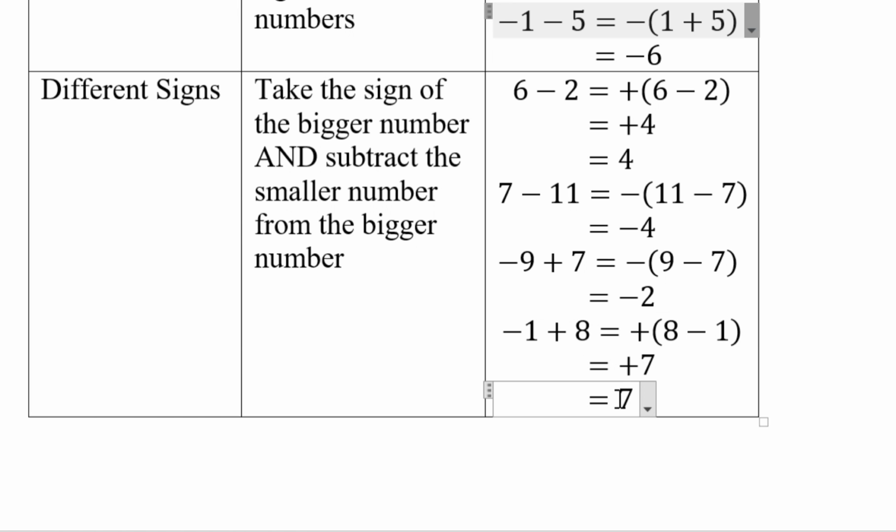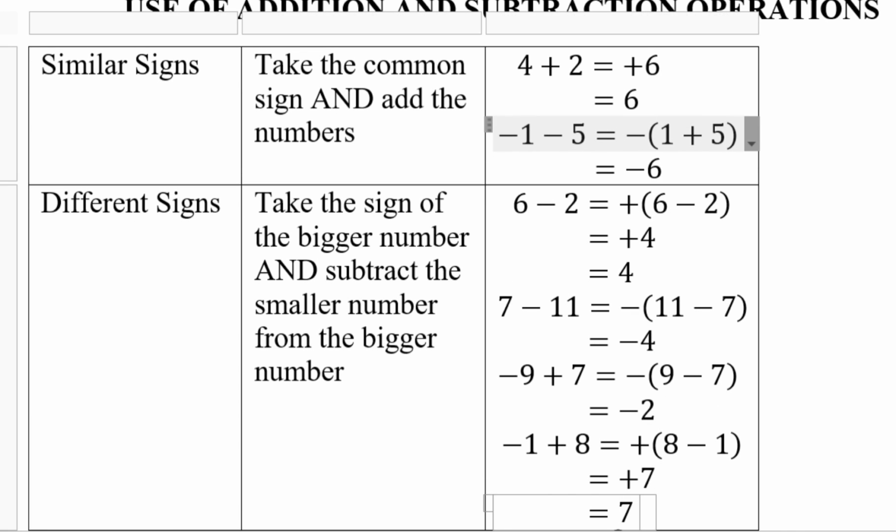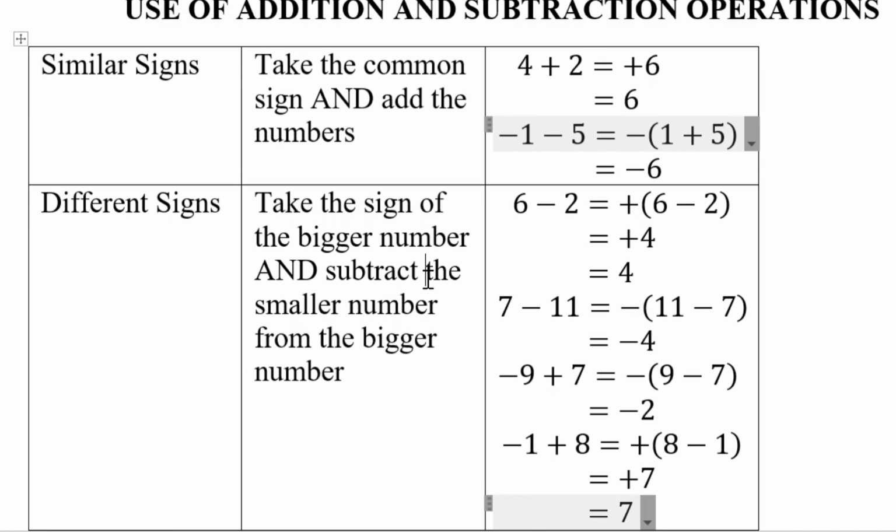So this is actually what we do when we are dealing with numbers involving addition and subtraction operations. The rule is simple. If the two numbers have similar signs, take their common sign, add the numbers. We have had examples here to prove that. But if the signs are different, take the sign of the larger number and then subtract the larger number minus the smaller number.